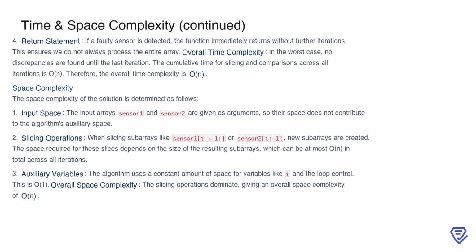Shifting to space complexity, the input arrays sensor 1 and sensor 2 are provided as arguments, so their space doesn't count towards auxiliary space. The slicing operations, however, do contribute, as creating subarrays like sensor1[i+1:] results in additional space usage. Given that the largest slice can be up to O(n), and slices are created across iterations, the total space required for slicing is O(n). Finally, the algorithm uses only a constant amount of space for variables like the loop counter i, which is O(1). Combining these factors, the overall space complexity is dominated by the slicing operations, resulting in O(n).